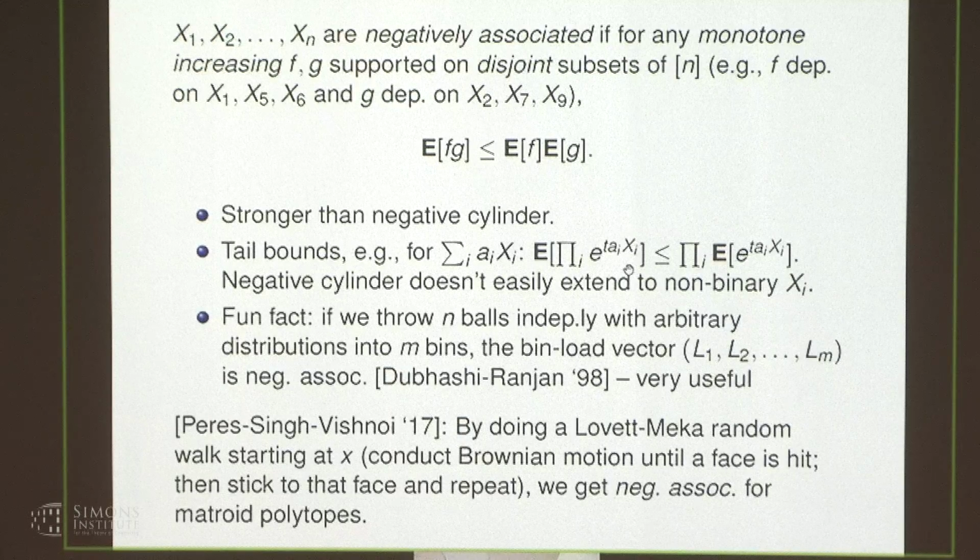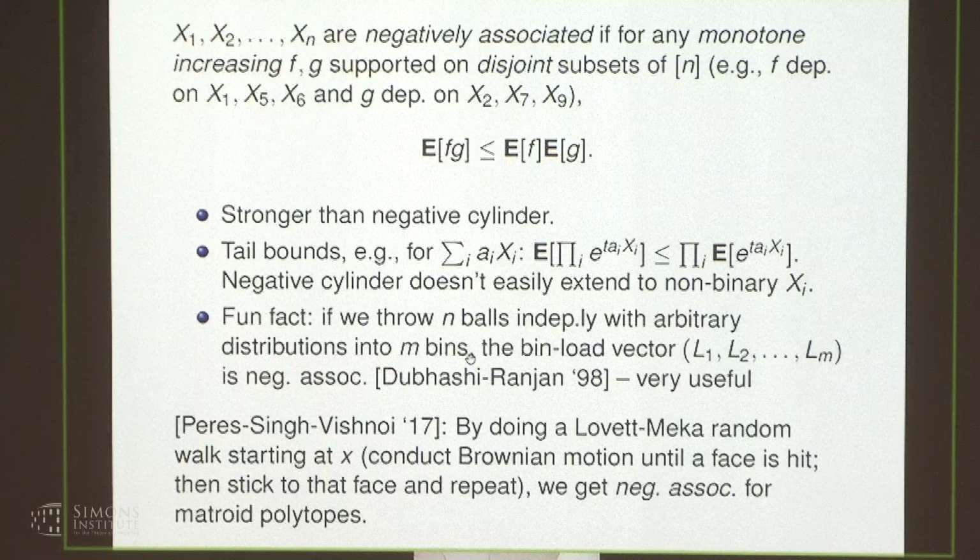Okay, so negative association, if you are only interested in sums, immediately gives you very quick tail bounds. By the way, it's a very powerful fact. I don't think it's used as much as it probably can be. For instance, there is some really nice work of Dubhashi and Ranjan that says the following. It's a very useful fact.